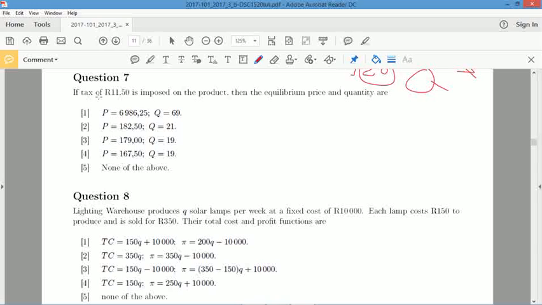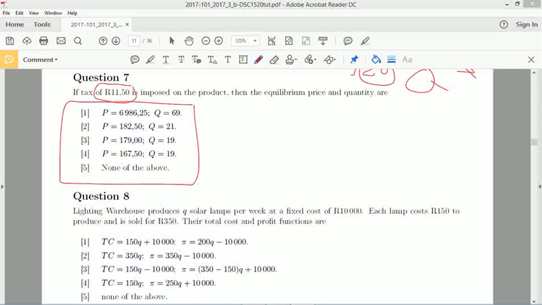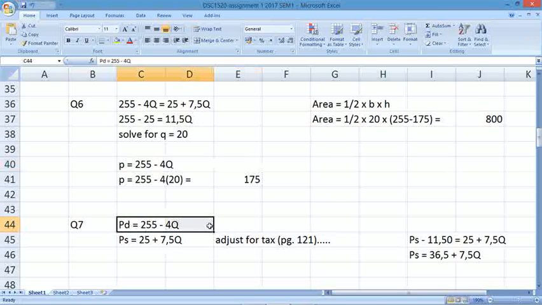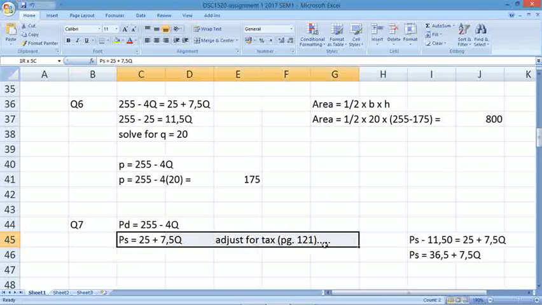Question 7. If tax of R11.50 is imposed on the product, then the equilibrium price and quantity will do what? What's going to happen to those 2 things if a tax is imposed? If we're imposing a tax, again, it's theory, we're going to be looking at those equations. So I've got demand here and I've got supply. Obviously, if a tax is going to be added to that particular situation, it's going to affect this formula. So adjust for the tax.